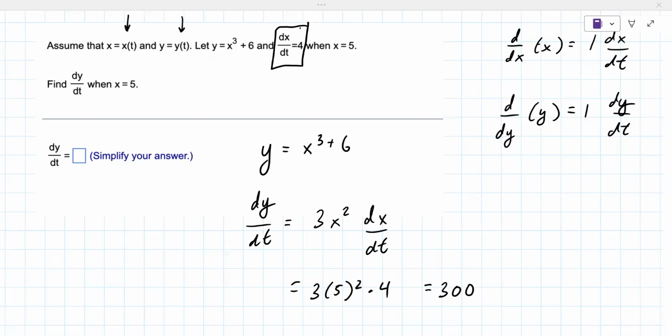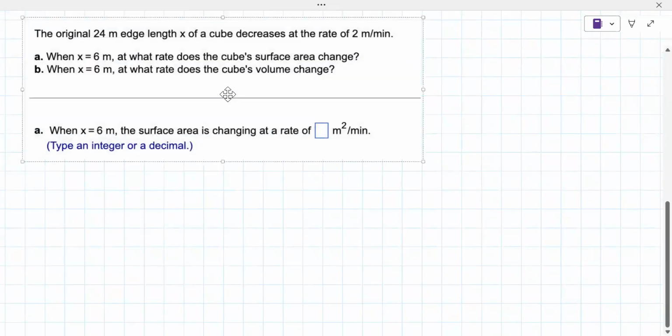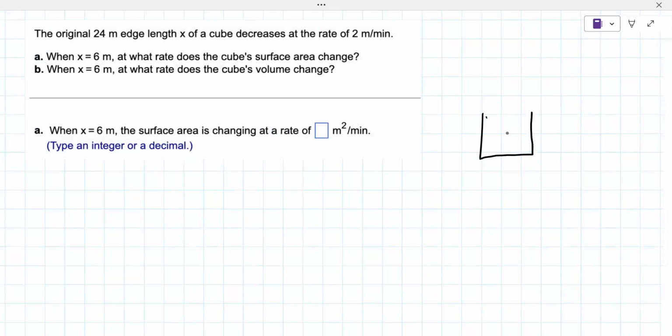Right. So let's look at the next question here. This is that word problem that goes along with this. These are called related rates, if you care to know. So it says the original 24-meter edge length x of a cube decreases at the rate of 2 meters per minute. So a cube, you haven't seen a cube in a while. All the lengths are the same, x, and x.